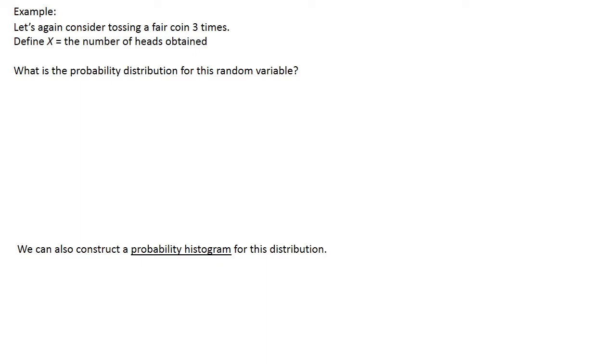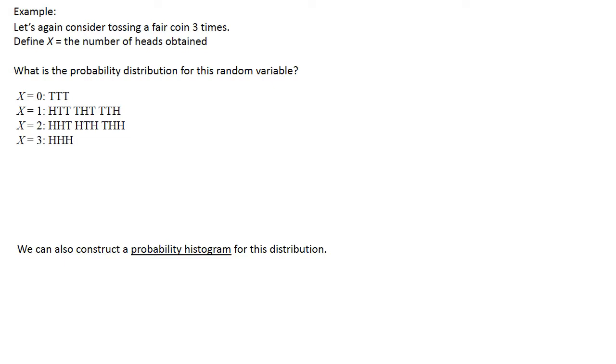So let's again consider tossing a fair coin 3 times, and let's define x as the number of heads obtained. What's the probability distribution for this random variable? Well, if we list out all the possible outcomes, you can see that we can get 0 heads just one way, and that's if we get tails, tails, tails. And there's the list for what if we get exactly 1 head. That head could be in one of 3 places. And there's also the choice of 3 ways to get 2 heads, and then of course just 1 way to get 3 heads altogether.